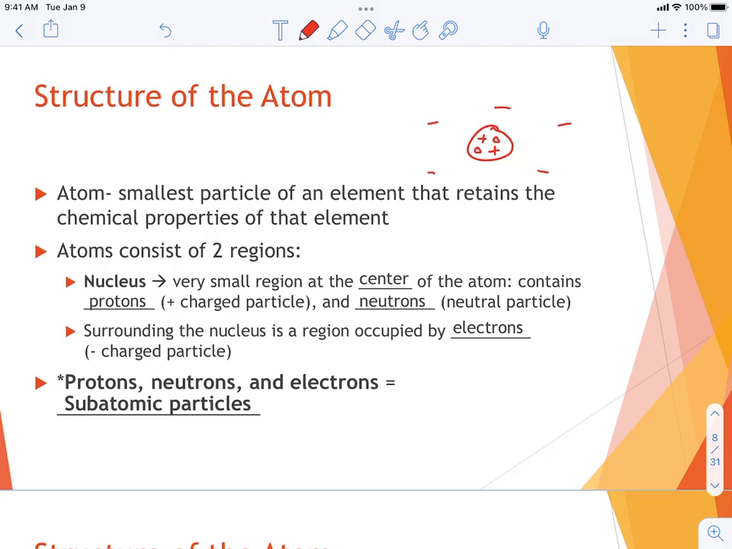Together, protons, neutrons, and electrons, they are called subatomic particles. Vocab word. So all 3 of those together are called subatomic particles, and they all make up the atom.